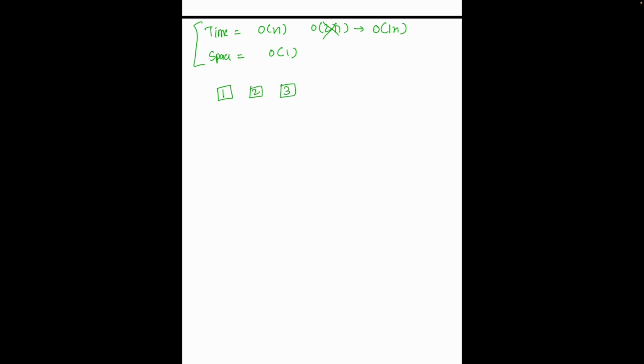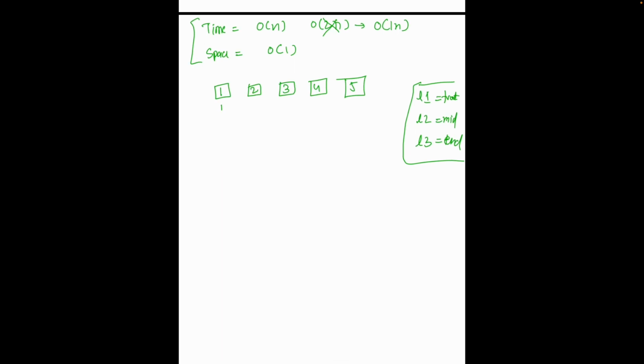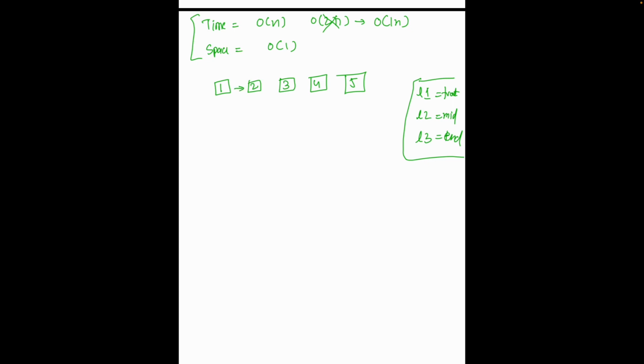1, 2, 3, 4, 5. Now we'll take 3 pointers. Let's say F for front, mid for middle, and actually let's just do L1, L2, L3. This is the front, this is mid, and this is end. So those are the pointers we are taking. This list looks like this right now. So we'll start by saying L2, L3 point here, L1 points at null.